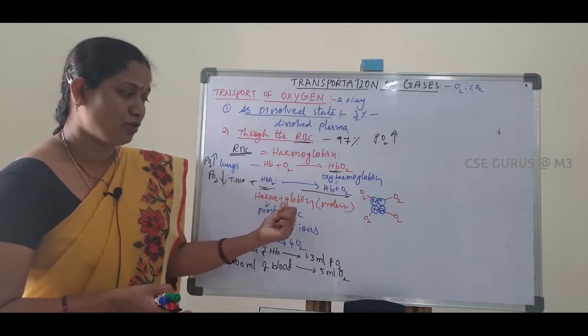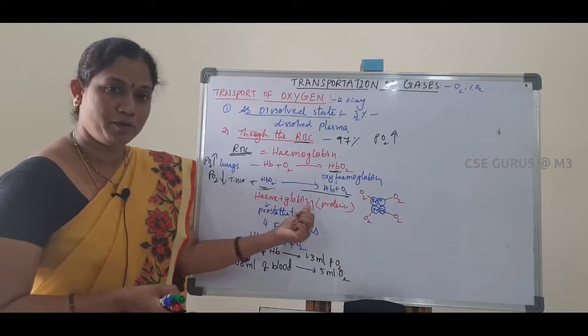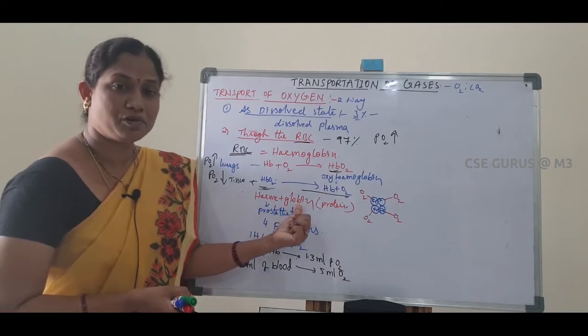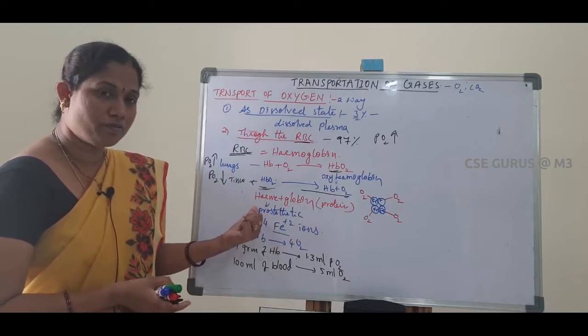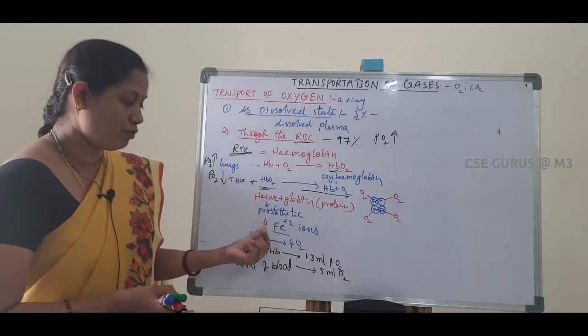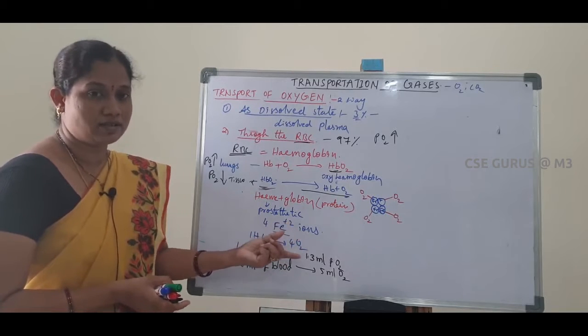Next, hemoglobin has 2 parts. They are the heme and globin parts. Heme is a prosthetic group, globin is a protein part. Heme is also called the prosthetic or non-protein part. In the heme region, 4 ferrous ions are present. Ferrous or iron ions are present.